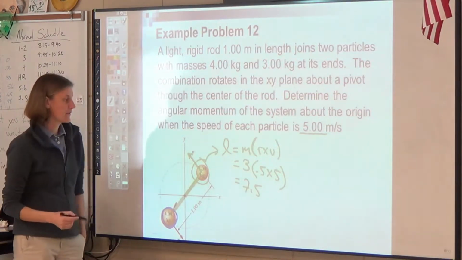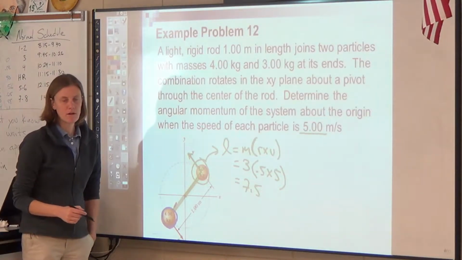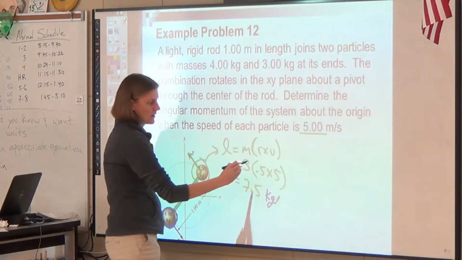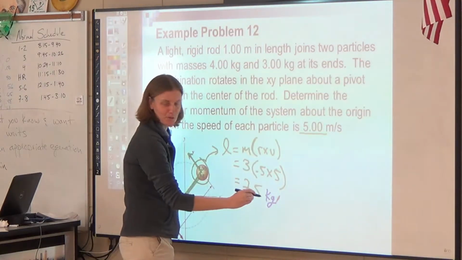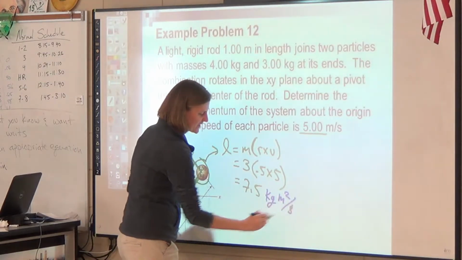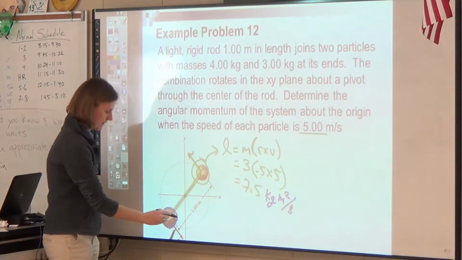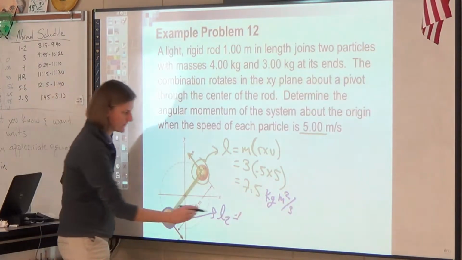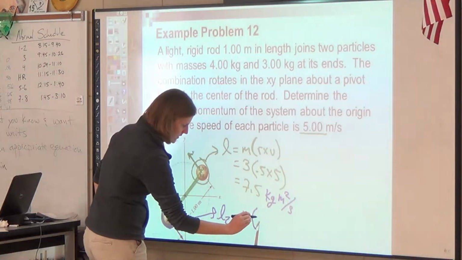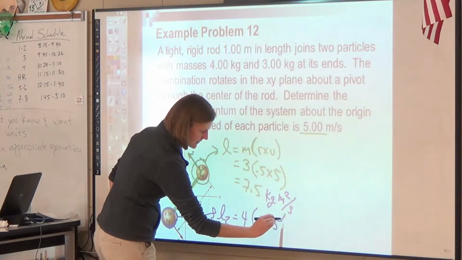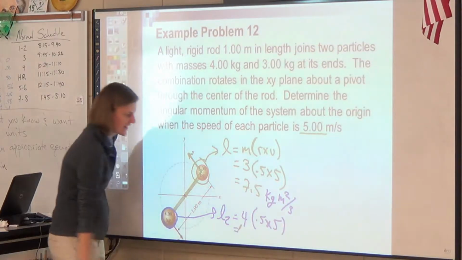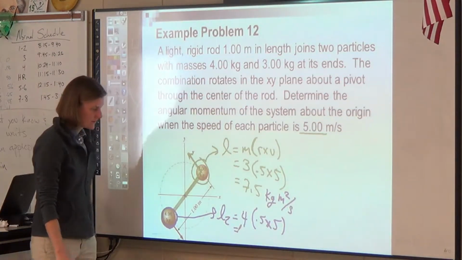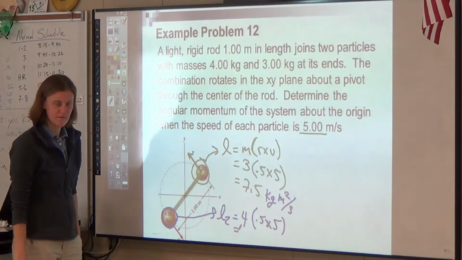What is our unit, actually, even looking at the formula? Kilogram meters squared per second. Okay, and here, just the same thing, 4 times 0.5 times 5. Wait, 10? 9? Let's go with 10.